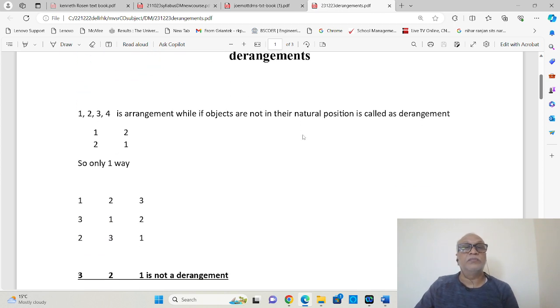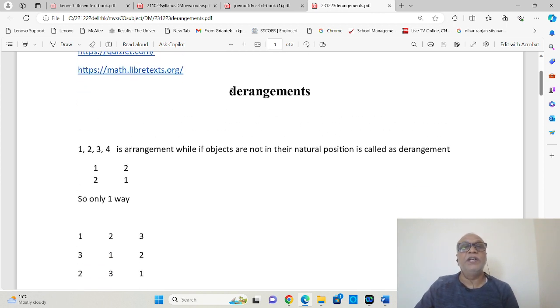So the first term which is being highlighted is derangements. It is similar to the word arrangements, right? So what is an arrangement? Arrangement is some order. Sit in a queue as per your heights. Stand as per your weights, increasing weights or decreasing weights. So that can be an arrangement.